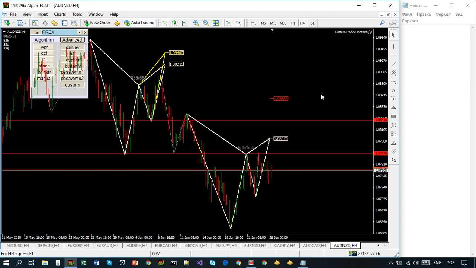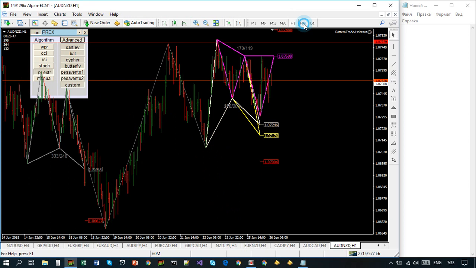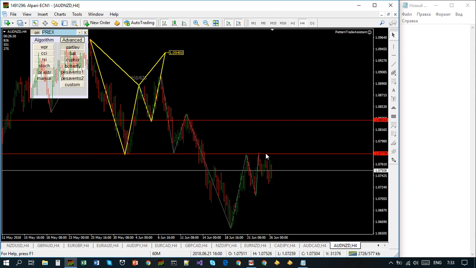Okay, that's it for our Aussie New Zealand. As you can see, this is left blank. Don't have anything that fits my criteria. Aussie New Zealand 4 hour is pretty far from completion. Well, nothing for today, guys. So may have a rest.